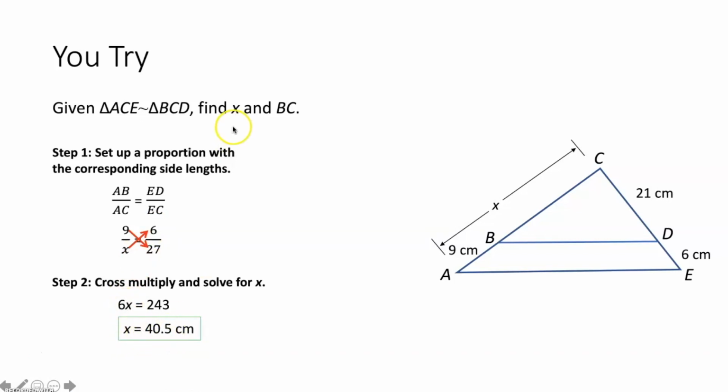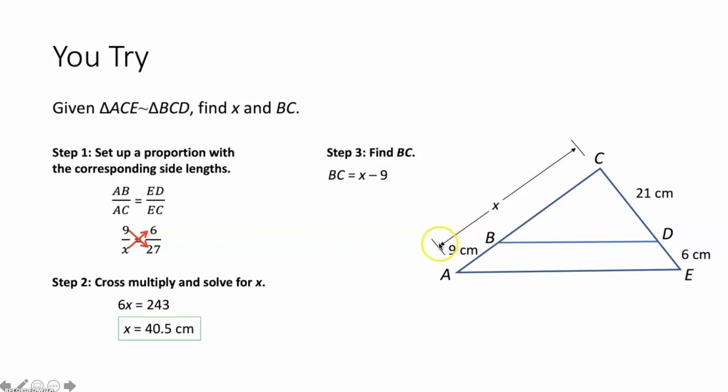Now, is that what we were trying to find? It was part of what we were trying to find. We also need to find the measure of segment BC up here. Well, how do I find the measure of segment BC? There's nothing here. Well, I know that the measure of segment AC is x, or in this case, 40.5, and I know the measure of segment AB is 9.